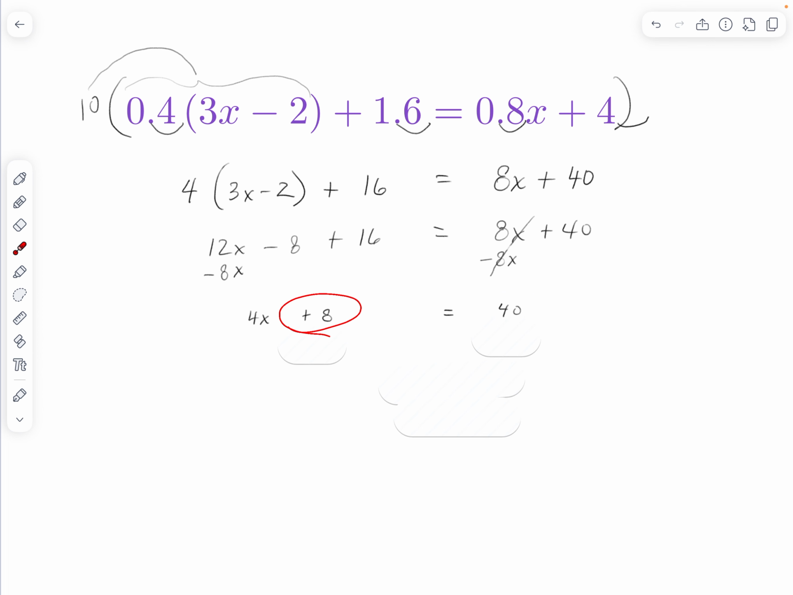Next, let's go ahead and add 8, or sorry, undo adding 8. So that's going to be subtracting 8 on both sides. That'll give me a 4x on the left, a 32 on the right. Let's divide on both sides by 4, and I will get an x equals 8. And no, I did not show my work of dividing by 4 here, but you can see what I did there.